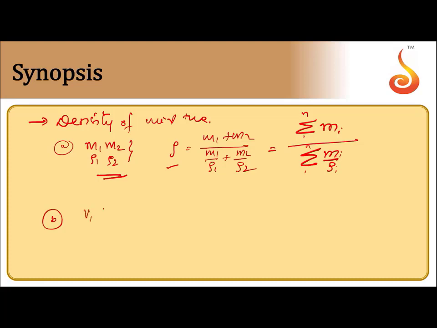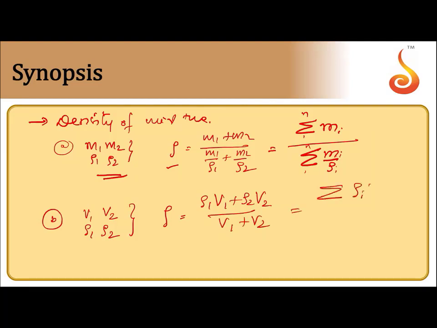Suppose two liquids of volumes V1 and V2 whose densities ρ1 and ρ2 are mixed, then the density of this mixture is given by (ρ1 V1 + ρ2 V2) divided by (V1 + V2), or this can be written as Σ ρi Vi divided by Σ Vi, from 1 to n. That is how you find the density of the mixture of liquids when masses or volumes are given.